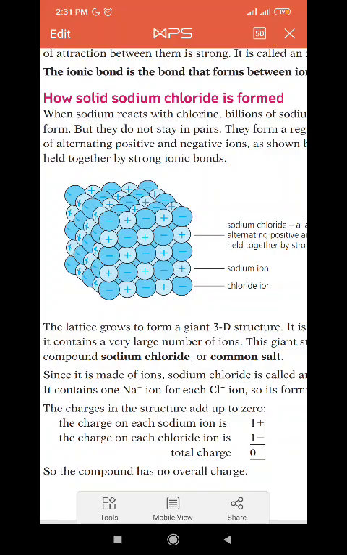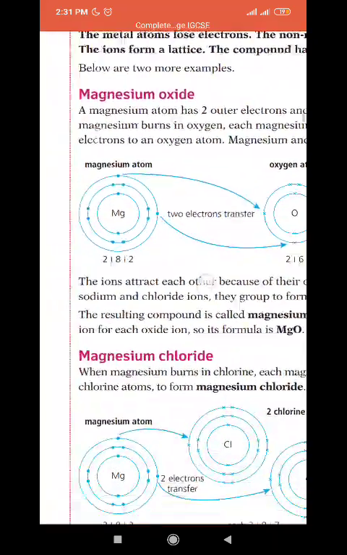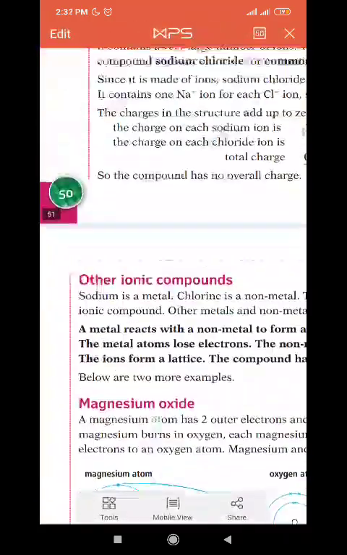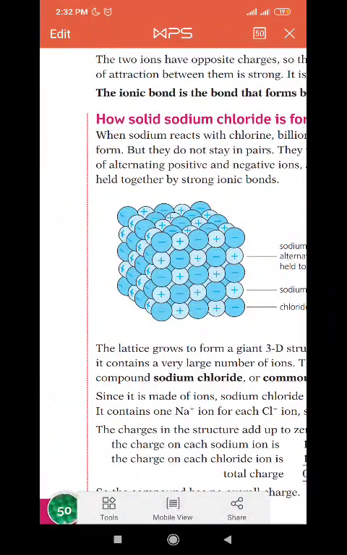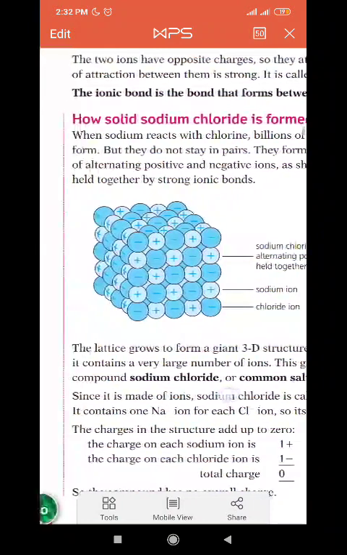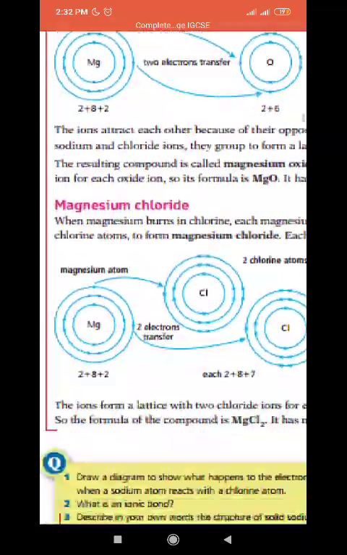Now, if you want to draw a lattice of sodium chloride, instead of drawing the plus signs, you're supposed to put the Na+. The Na+ is the positive ion of sodium, and the Cl- would be the negative ion. So it will be Na+ and Cl- to show the alternating positive and negative ions.